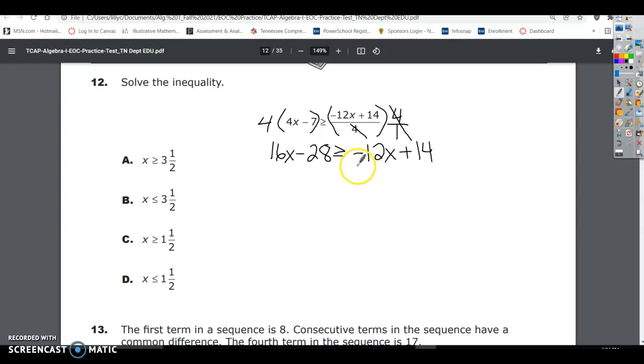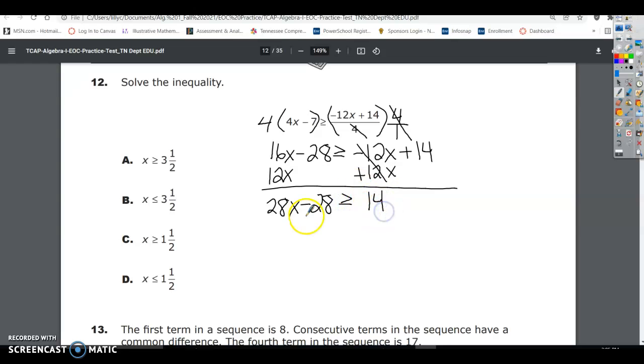So the first thing I'm going to do is add 12x. Again, when I do something to one side, I have to do the same thing to the other side. You always want to combine like terms, so I'm going to line it up with the x. And so 16x's plus 12x's is 28x. Then I have minus 28 greater than or equal to 14.